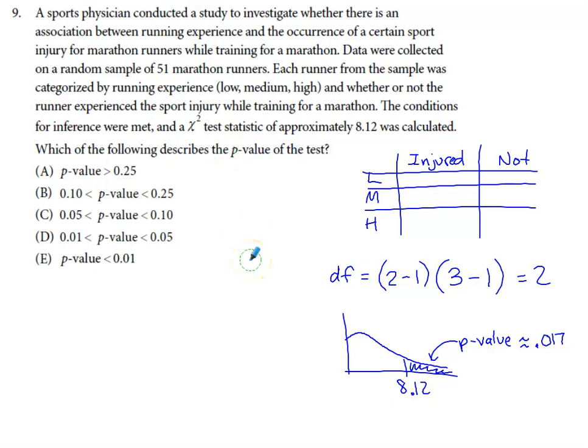Now, ultimately, this is an answer that you're going to be able to determine from your calculator. The one thing that you're going to need to do before you can go to your calculator is identify what the appropriate measure for degrees of freedom is for this particular chi-square situation. Based on the phrasing, it seems like we're looking at a chi-square test for association.